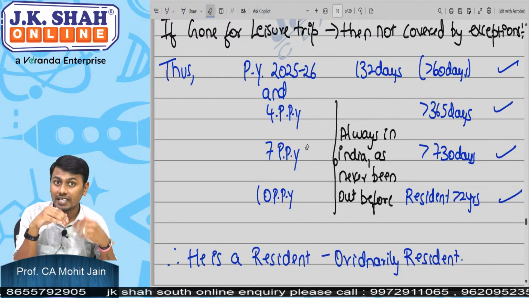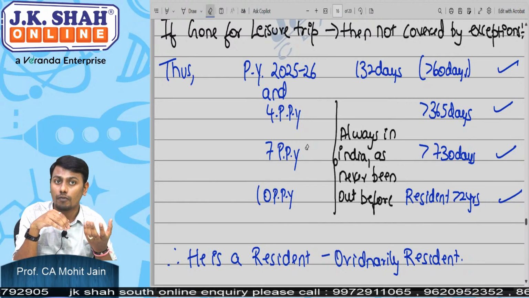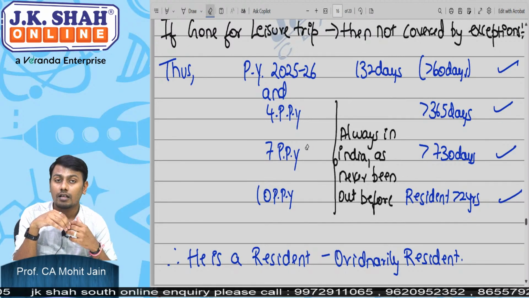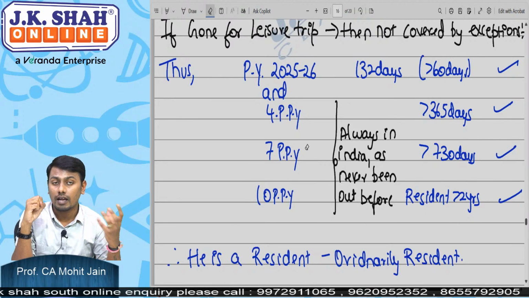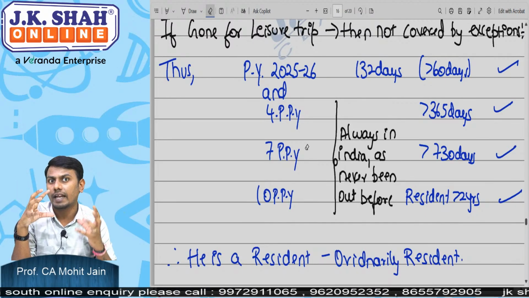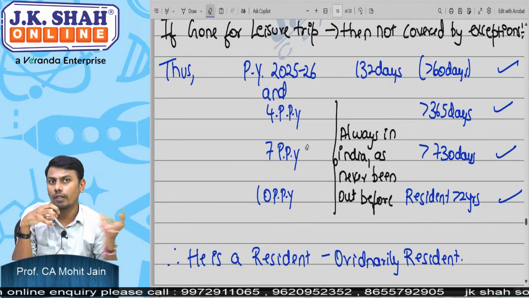When I do the second half of the chapter, scope of total income, that time you'll understand that ROR, RNOR, NNR, the proper difference, the taxability, how different it is for all the three.